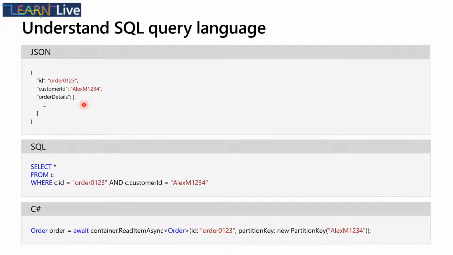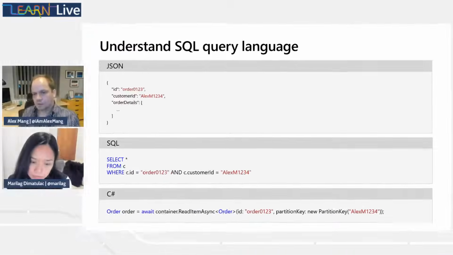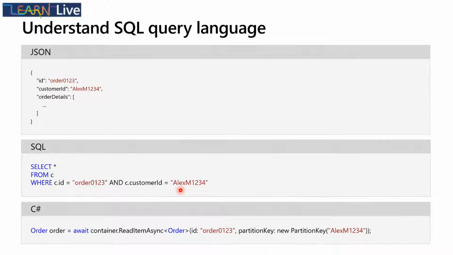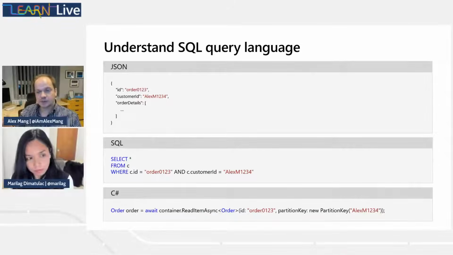Now, the application runs a query like this one right here: select from c, where c stands for, let's say, container, where the order identifier is something and the customer identifier is some other value. This query will actually cost a little under 3 RUs when it is executed. But because the query has an equality filter on the customer identifier, which one might speculate could be our partition key, the query is actually an in-partition query.